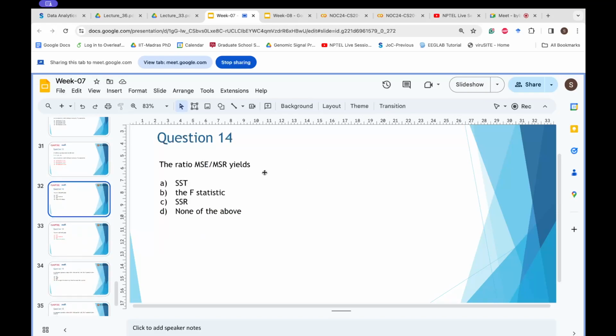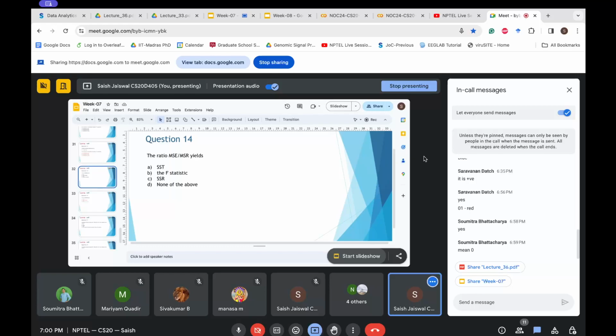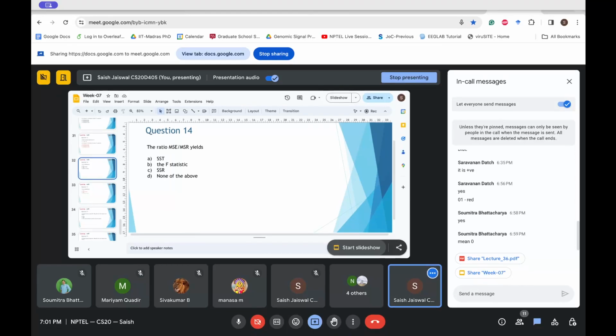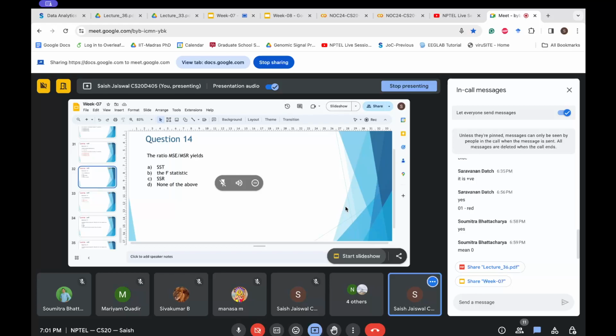Okay, this is one question. The ratio MSE upon MSR yields, think over it. Okay, what about the others? What do you think is the answer?